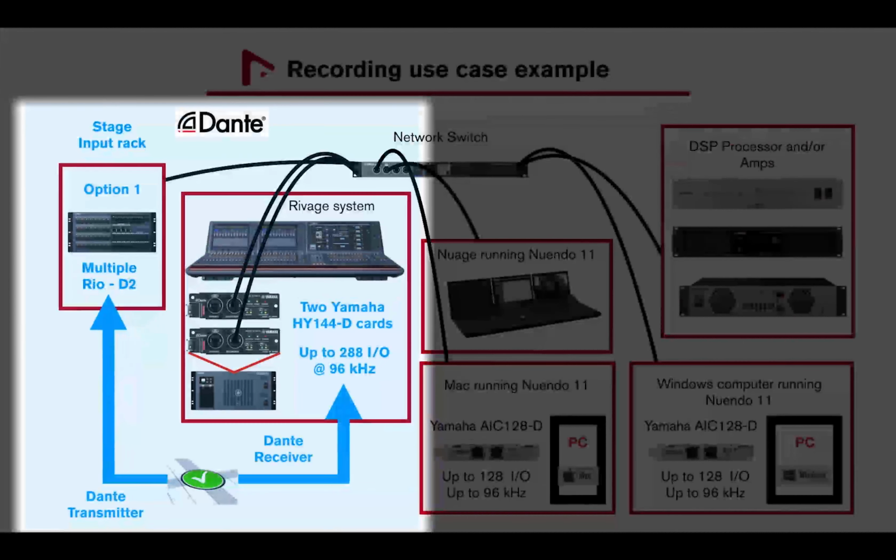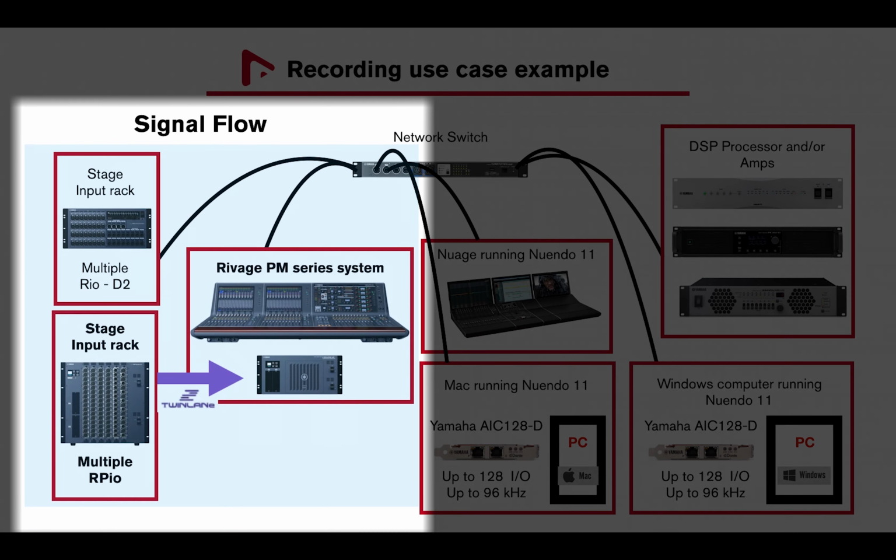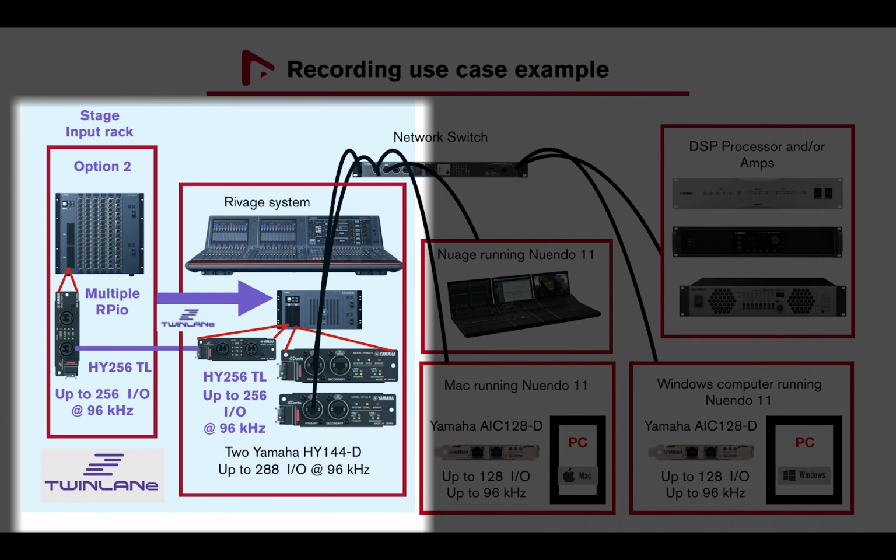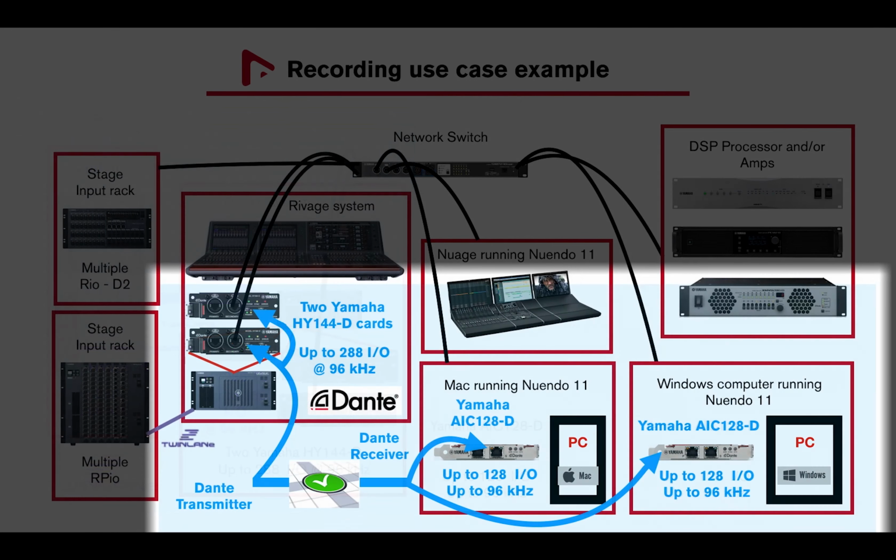Multiple Rio D2 can be used and patched via Dante to two Yamaha HY144D cards for up to 288 channels of inputs and outputs at 96 kHz. Multiple RPIOs can also be used using twin-lane Yamaha HY256TL cards to send and receive up to 256 channels at 96 kHz. The Yamaha HY144D cards will then be patched to the Yamaha AIC 128 cards of each computer.